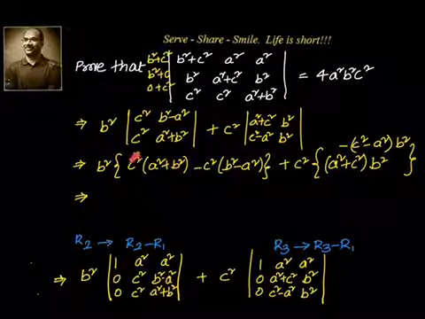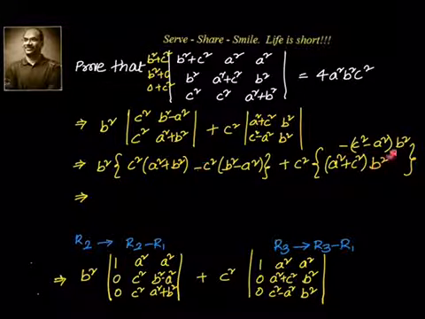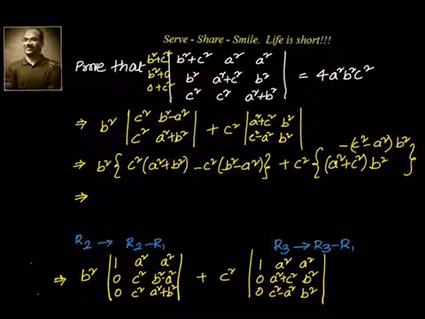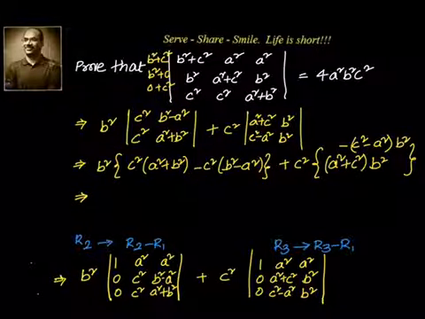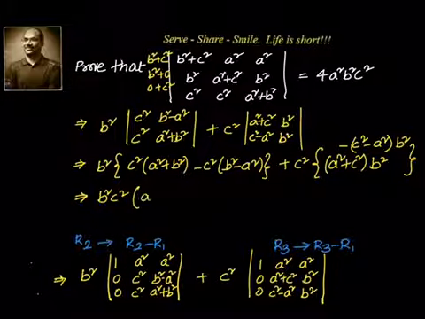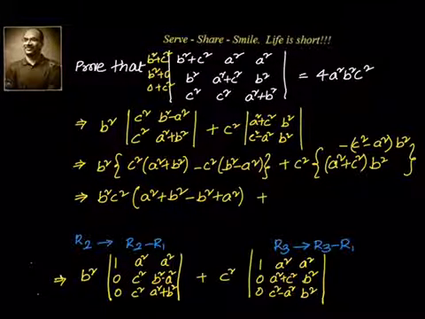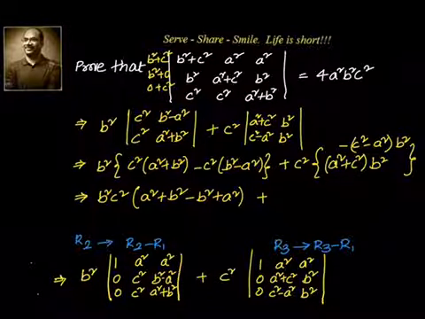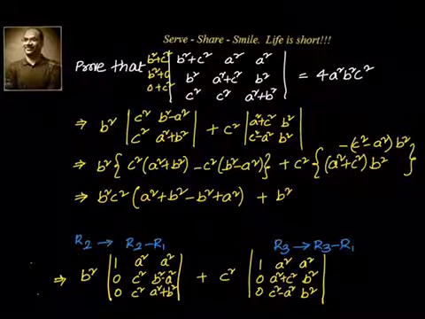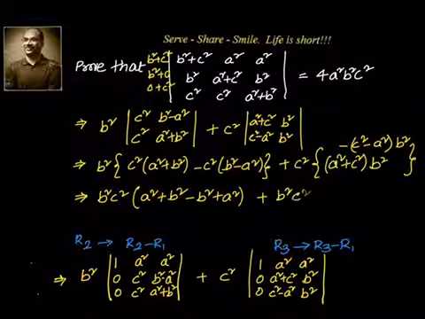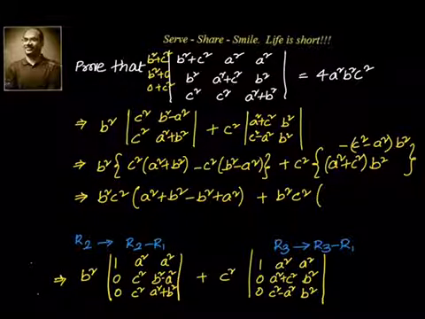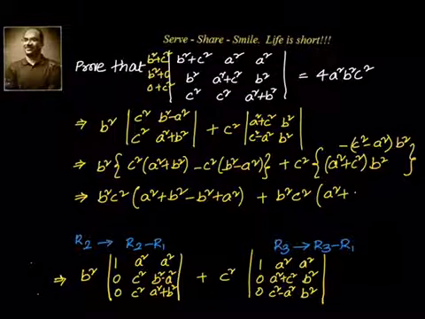If you see here, we can take c square common and we can take b square common here. So our next step will be, we'll write down b square, take c square common, what is left out is a square plus b square minus b square plus a square, and in the next determinant, we will take b square common, so it will become again b square c square into a square plus c square minus c square plus a square.